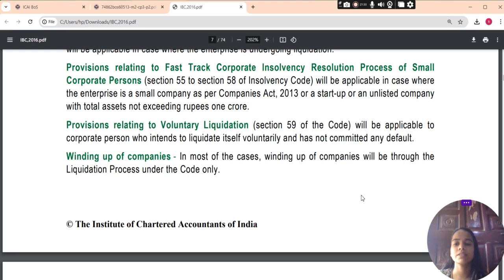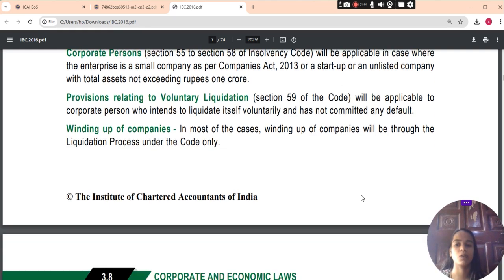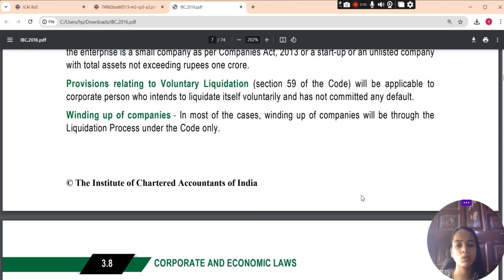What will be the provision relating to voluntary liquidation? Section 59 of the code will be applicable to corporate persons who intend to liquidate themselves voluntarily and have not committed any default. Then, winding up of a company will, in most cases, be through the liquidation process under the code only.